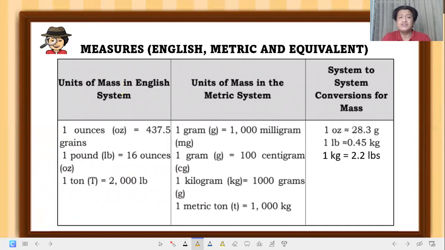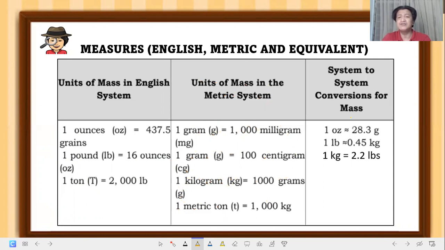So with that, we have the measure of the English, metric and its equivalent. So, ito yung units of mass in English system. Meron tayong ounce, pounds, ton. Okay, meron tayo dito tinatawag na units of mass in metric system. Okay, be familiar with this, di ba? So, 1 gram is equal to 1,000 milligram. 1 gram is equal to 100 centigram. 1 kilogram is equal to 1,000 grams. 1 metric ton is equal to 1,000 kilograms.